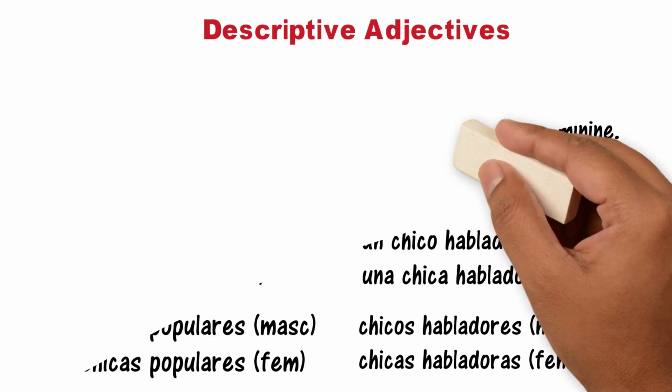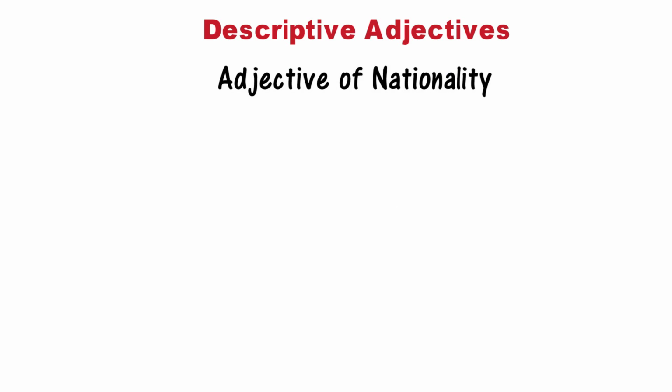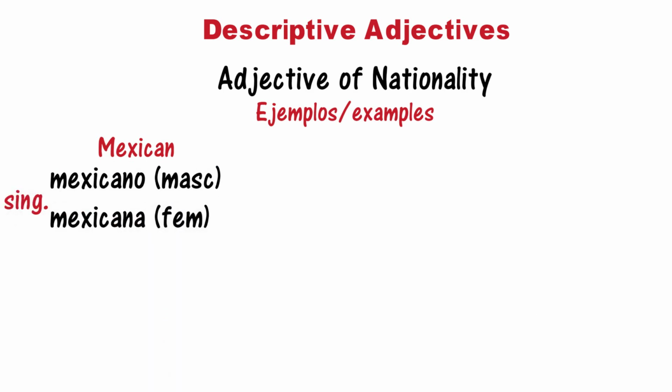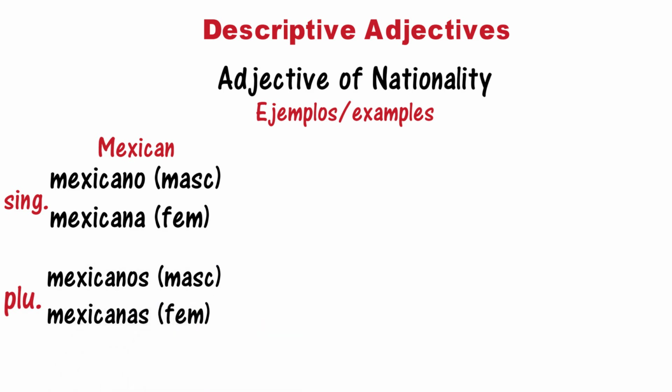Now with adjectives of nationality, when the adjective ends with o, the female counterpart ends with a. For example, mexicano becomes mexicana. If the noun is feminine, mexicano changes to mexicana. And it's the same in plural. Feminine plural becomes mexicanas. Masculine plural becomes mexicanos.